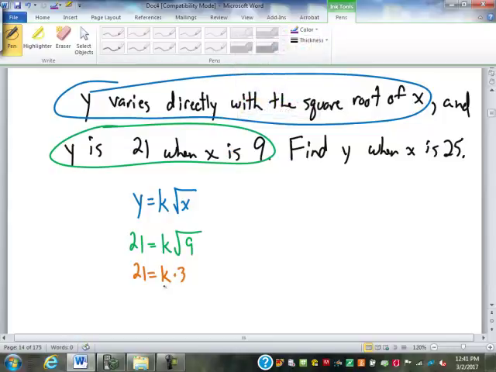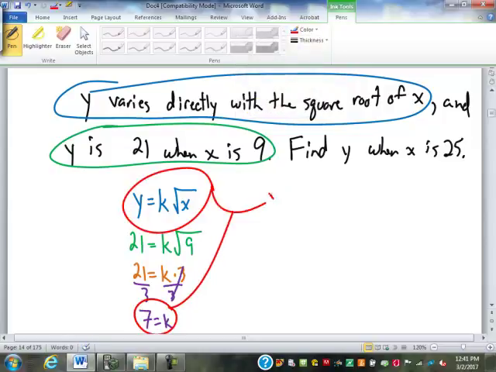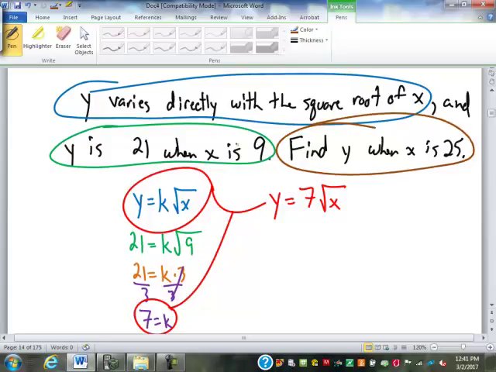And then divide by 3. 7 equals k, which tells us y equals 7 times the square root of x. Find y when x is 25.